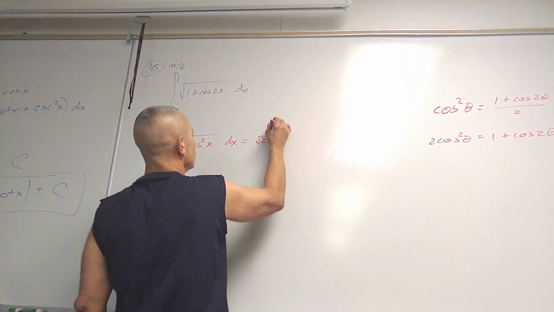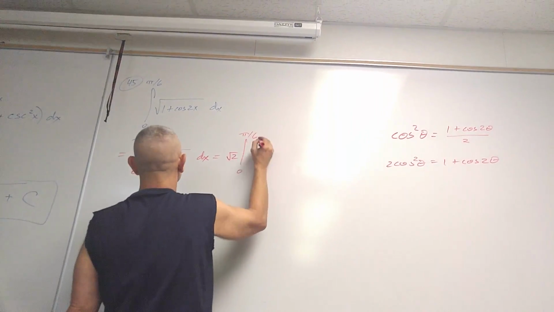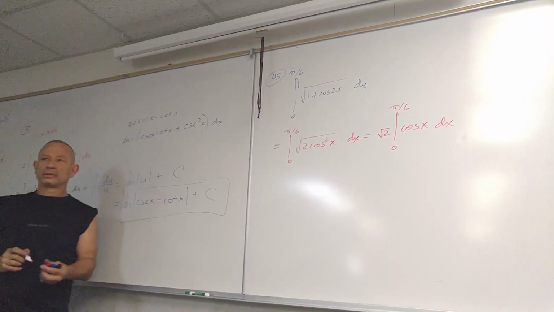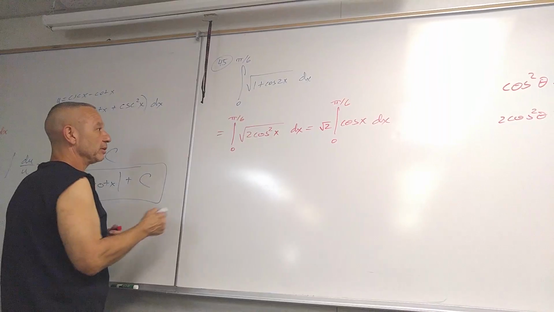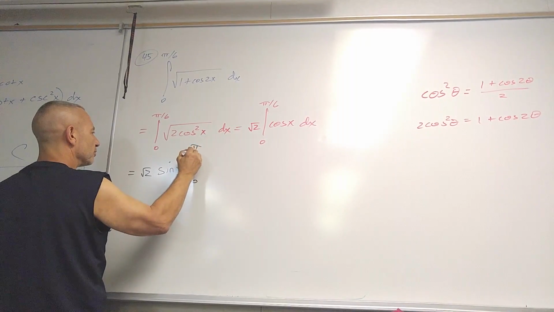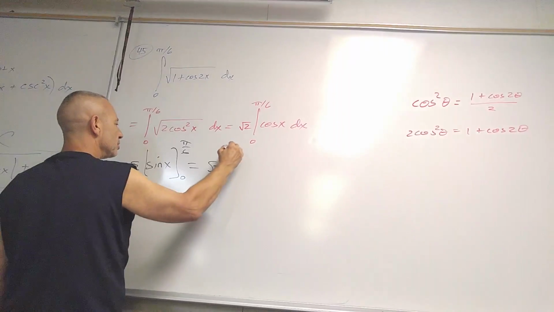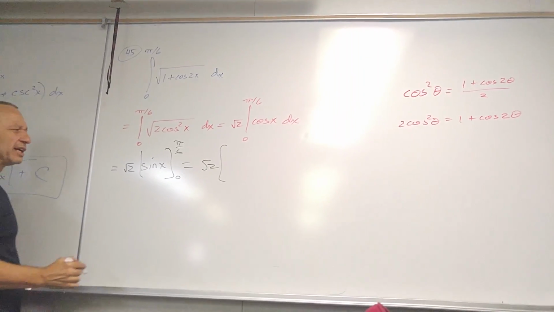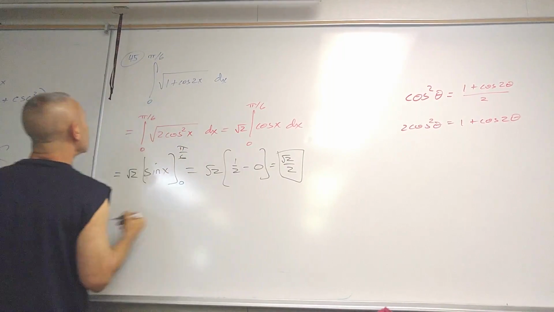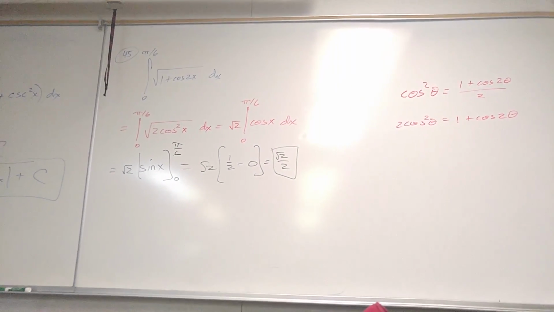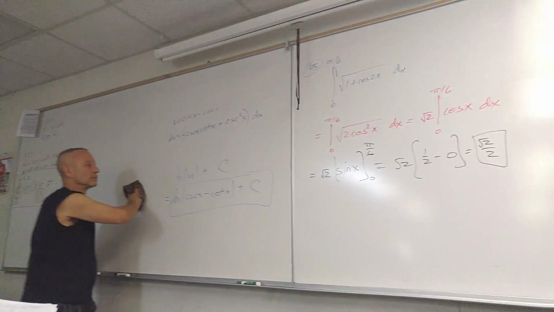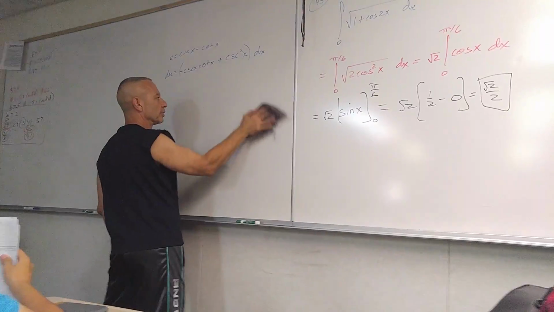So this is rad 2 times the integral from 0 to pi over 6 of cosine x dx, which is rad 2 sine x, all evaluated from 0 to pi over 6, which is rad 2 times sine of pi over 6, which is 1/2, minus 0, so rad 2 over 2. Questions?